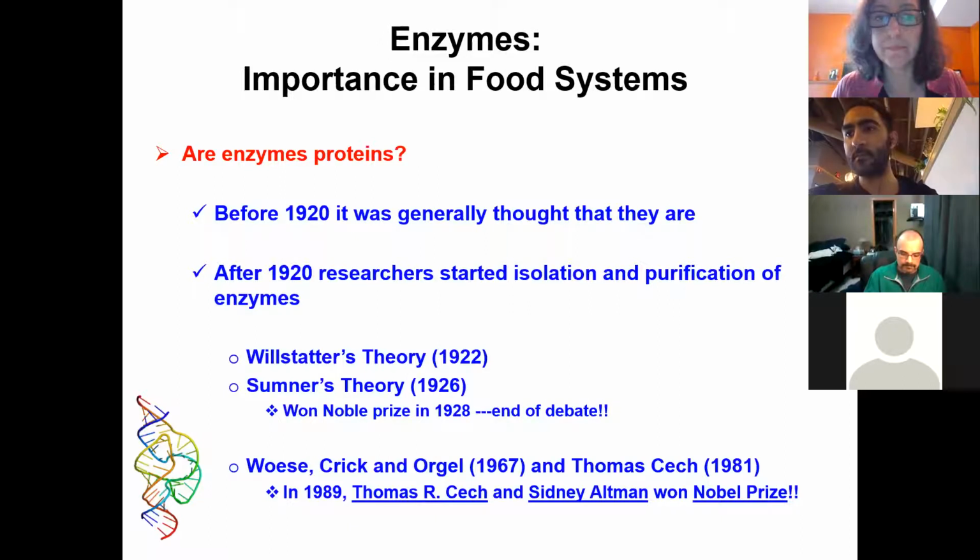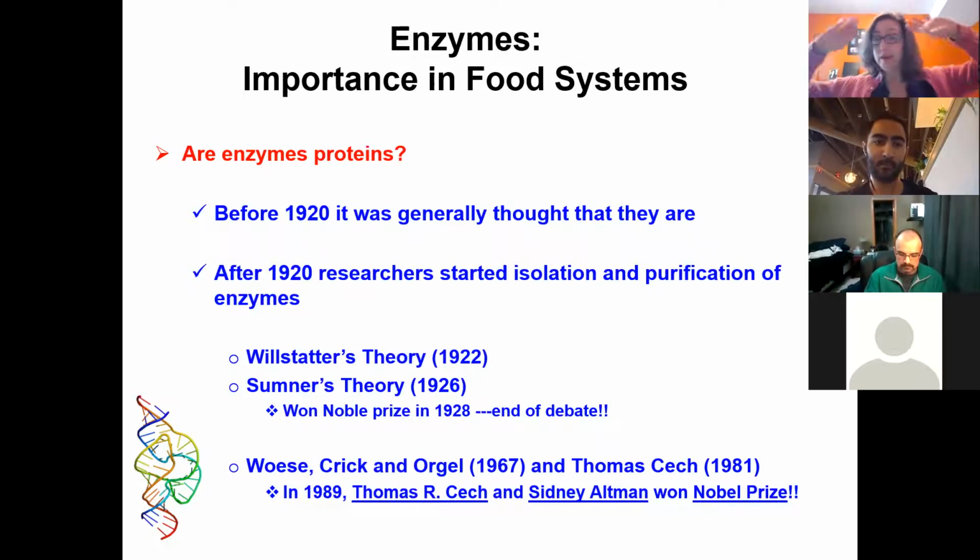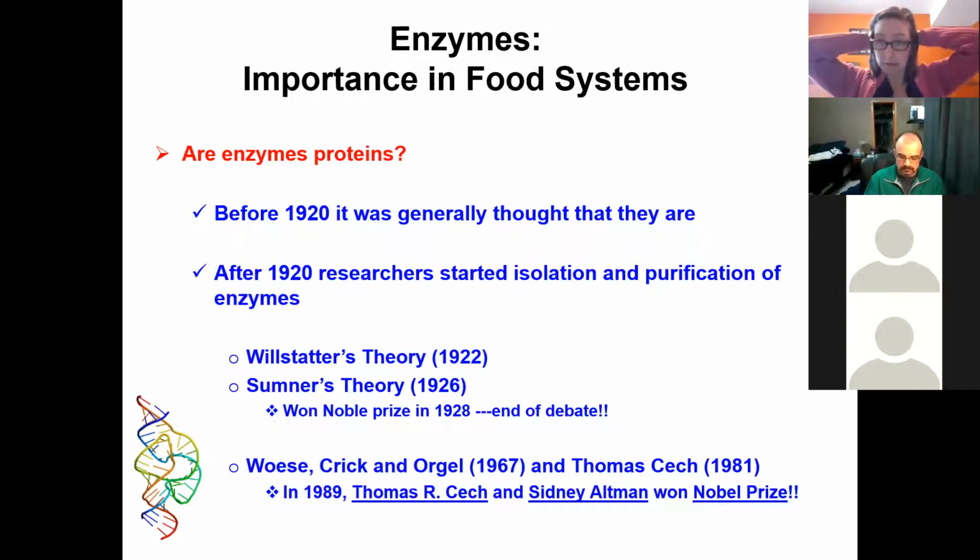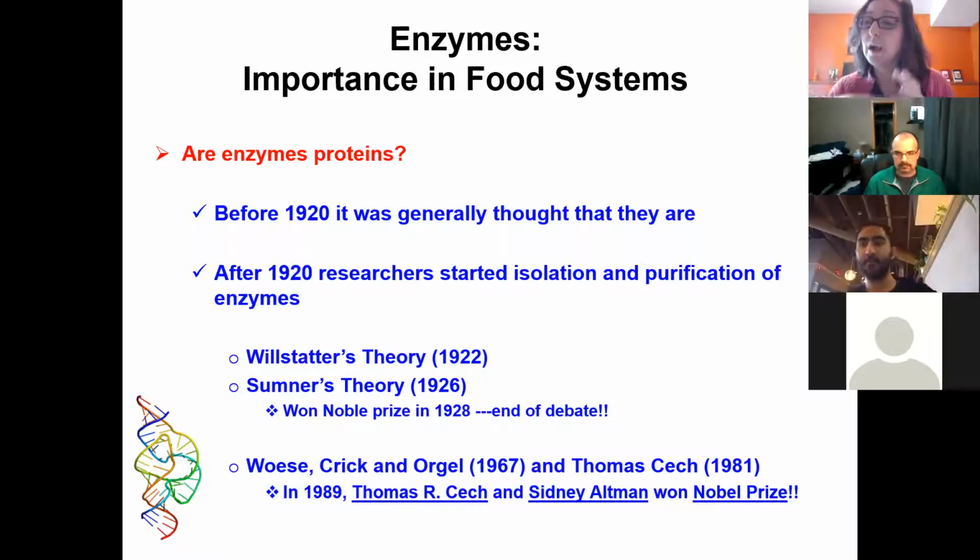Okay, so history. Are enzymes proteins? The big question. So before the 1920s, people thought, yes, enzymes are proteins. And then research started occurring where they were able to isolate the enzymes. And then there was a debate between a German scientist, Willstatter, and an American scientist from Cornell, Sumner. So here's the story. Willstatter was able to isolate horseradish peroxidase. That was the enzyme that he was working on.